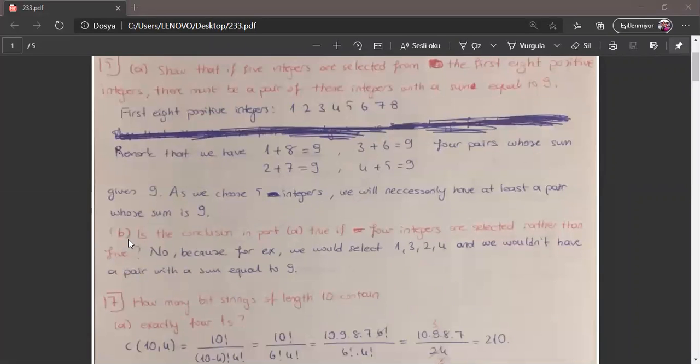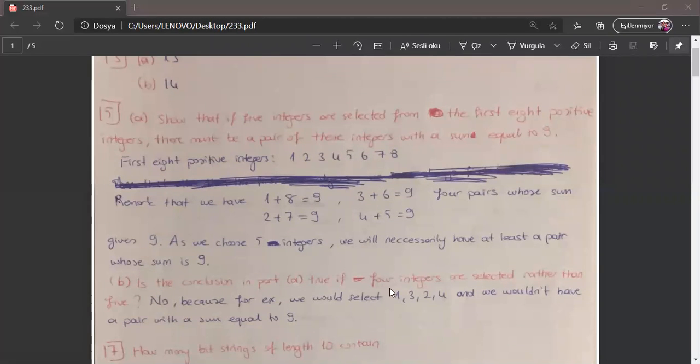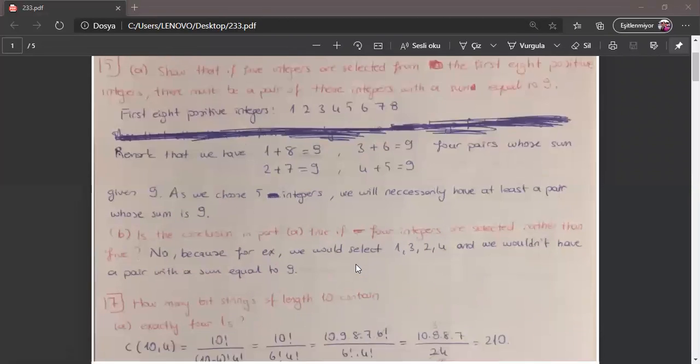So what about B? It's enough to give a counterexample. So if we select these 4 numbers, we see that we don't have a pair whose sum is 9. So this is a counterexample for this part. So it's not true.